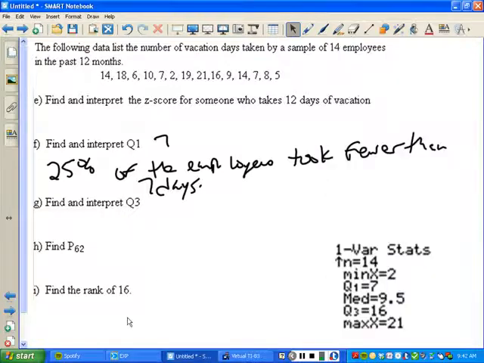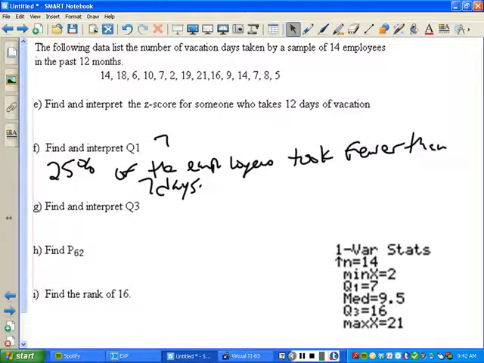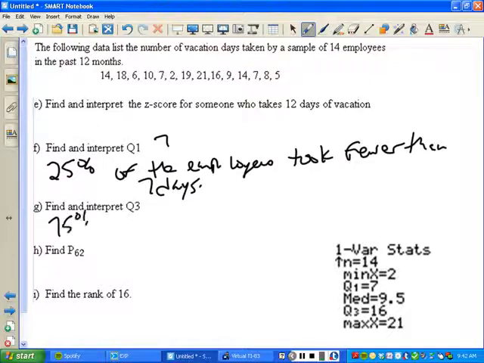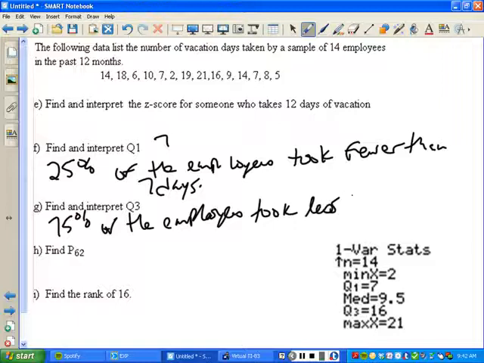All right, Q3. How do we interpret Q3? 16. So what am I going to say? 75% of the people took less than 16 days. So 75% of the employees took less than 16 days.